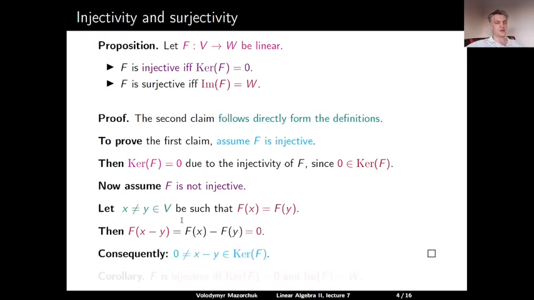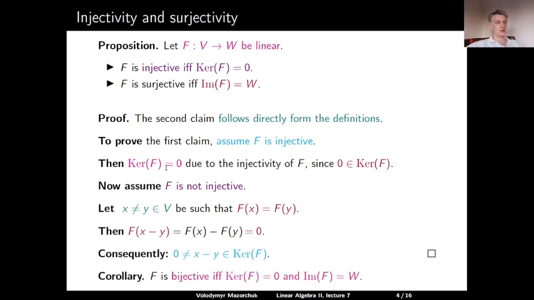In other words, this means that the non-zero vector x minus y belongs to the kernel of f, because it is sent to 0 by f. And therefore, the kernel of f is non-zero, so it contains a vector which is not a zero vector. So if f is not injective, then the kernel of f is not 0. And if f is injective, then the kernel of f is 0. And this completes the proof of the proposition.